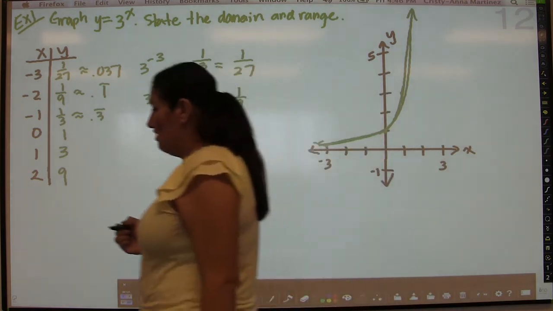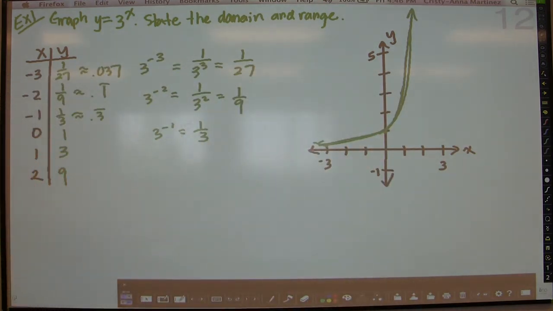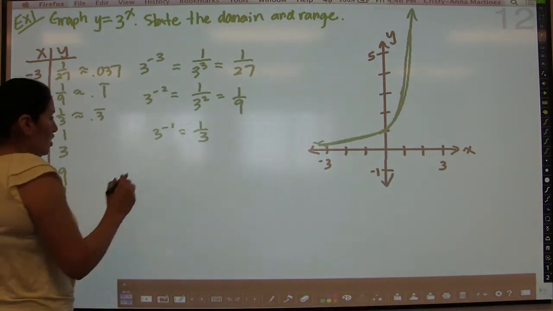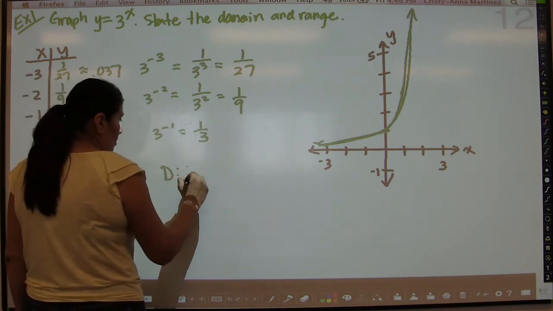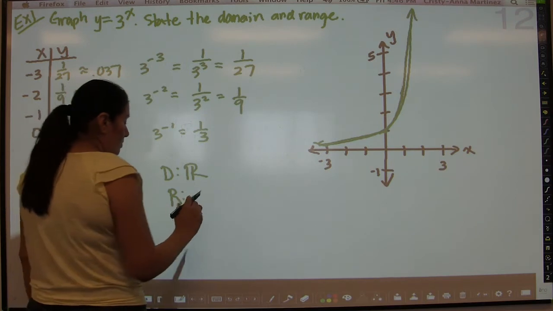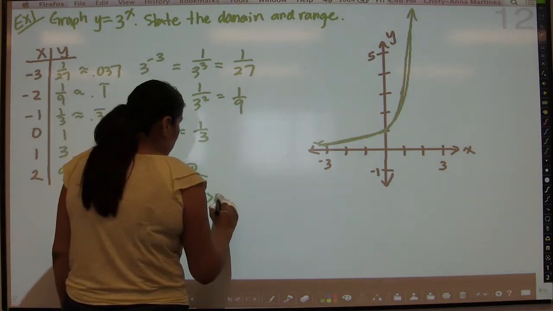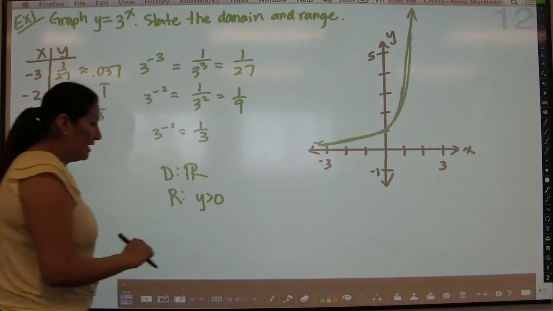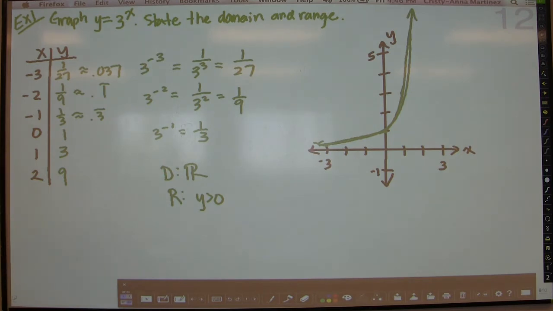And so it also wants us to state the domain and range. We said earlier that the domain was all reals, and the range for this function is going to be y greater than 0. It's not going to dip below the x-axis there. So that is how you graph this little guy.